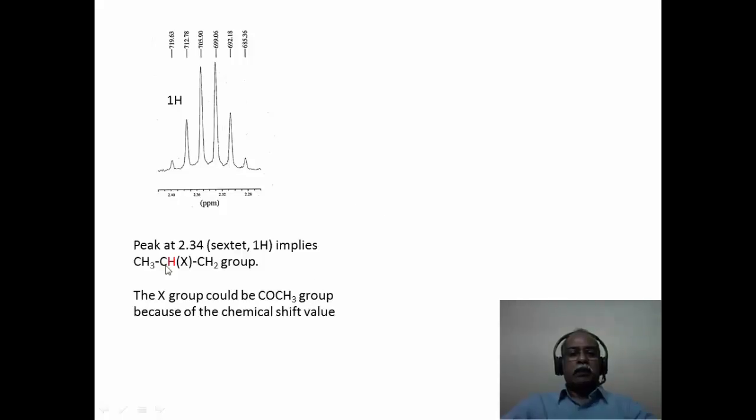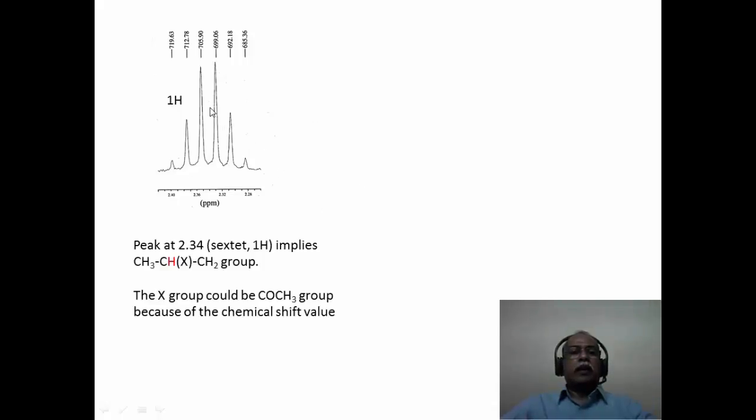It simply implies there are 5 hydrogens adjacent to this CH group, and CH is attached to an X. The reason we say CH is attached to an X is because the chemical shift is around 2.3. So X could be the acetyl group. When acetyl is attached to the CH group, that would correspond to somewhere around 2.3, 2.4 in that region. Now this CH, which is indicated in red, is surrounded by a CH3 and a CH2 group. There are totally 5 hydrogens on the adjacent carbons, and hence a sextet is obtained for this signal.